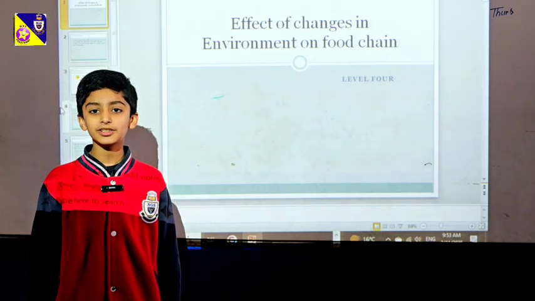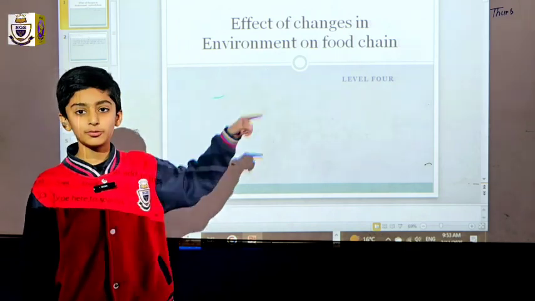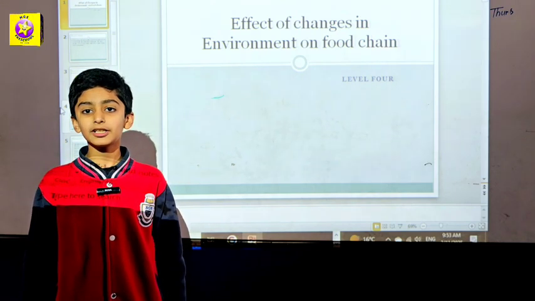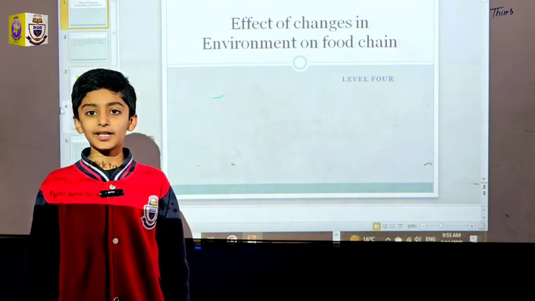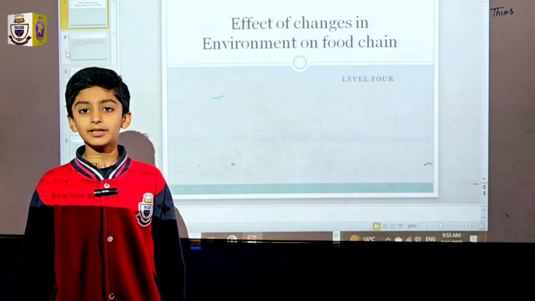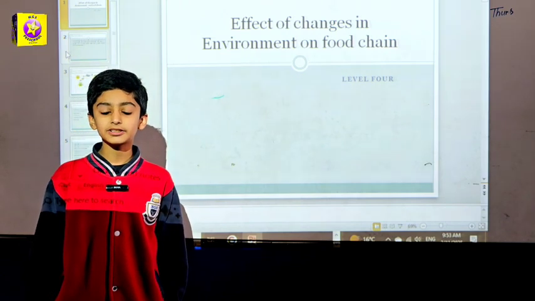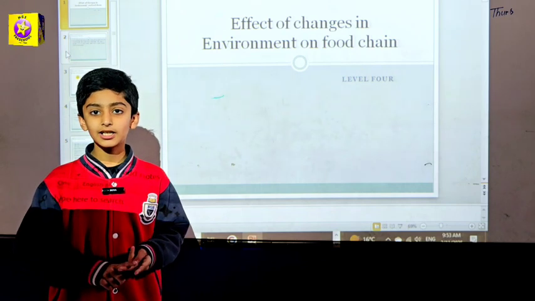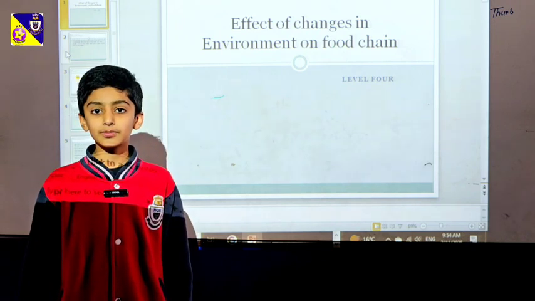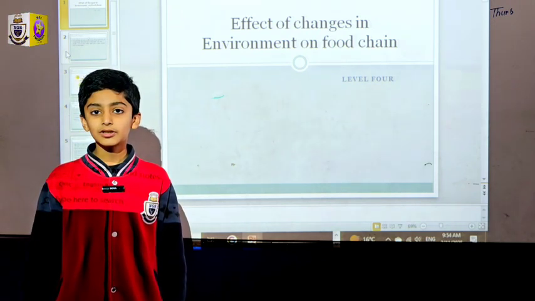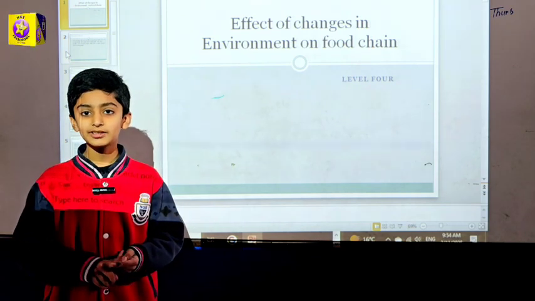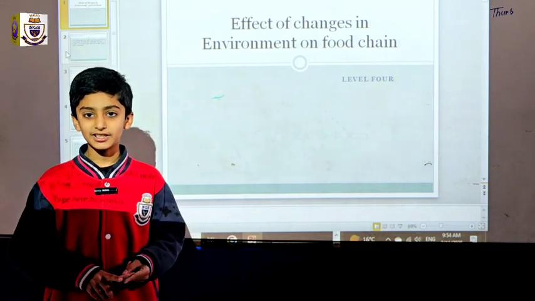Today, the topic of my presentation is effect of changes in environment on food chain. First of all, I will tell you about environment, the surrounding in which human, plant and animal live. Abiotic components of environment contain non-living things such as tile, glass, cup, mountain, temperature, etc. Biotic components contain living things such as humans, animals, insects, plants, etc.